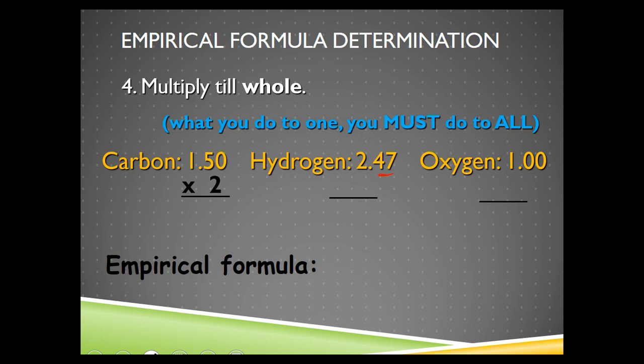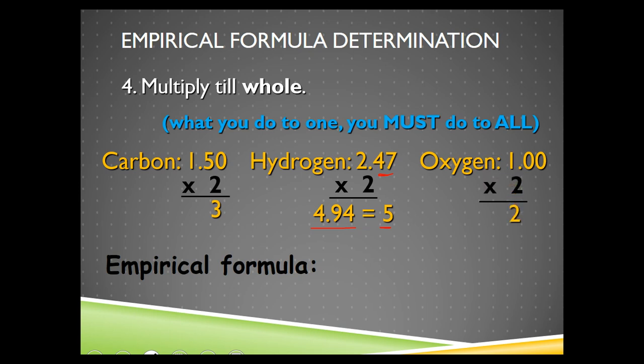The lowest one first. Now, don't start with 1 because 1's not going to get you anywhere, but 2 might work. So 1.5 times 2, well, that's a nice whole number, okay? 2.47 times 2, that's going to get me to 4.94. That is close enough to call that 5. So that is a whole number. And then oxygen times 2 is 2, okay?